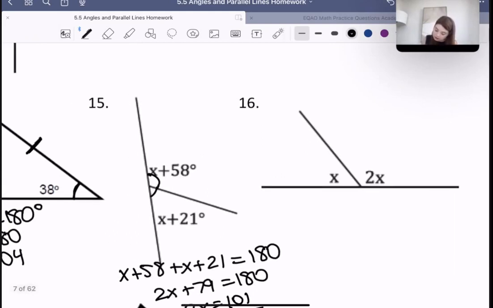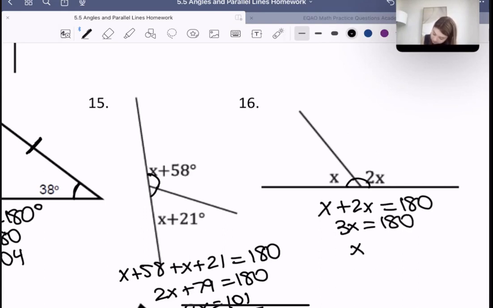How about for this one? We know that these two angles together must equal 180. So that means x plus 2x is equal to 180, which means 3x is equal to 180, which means x is equal to 60. Very good.